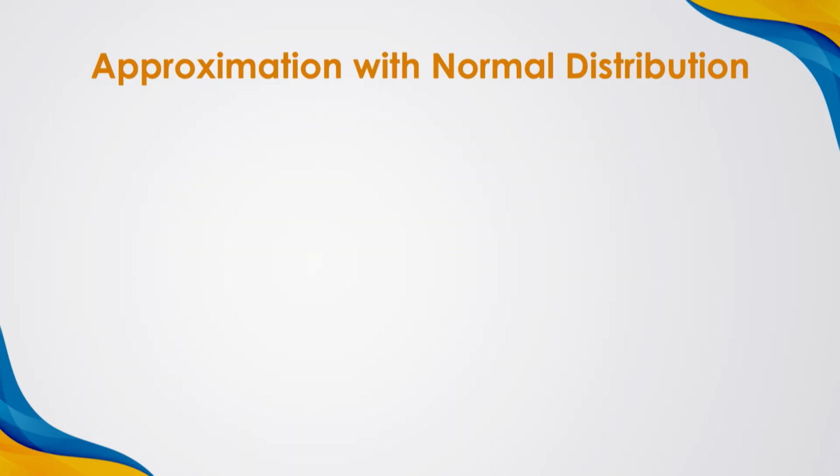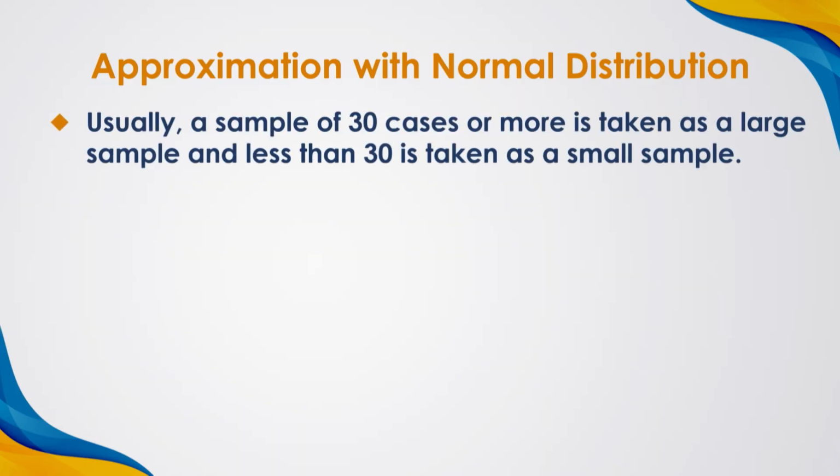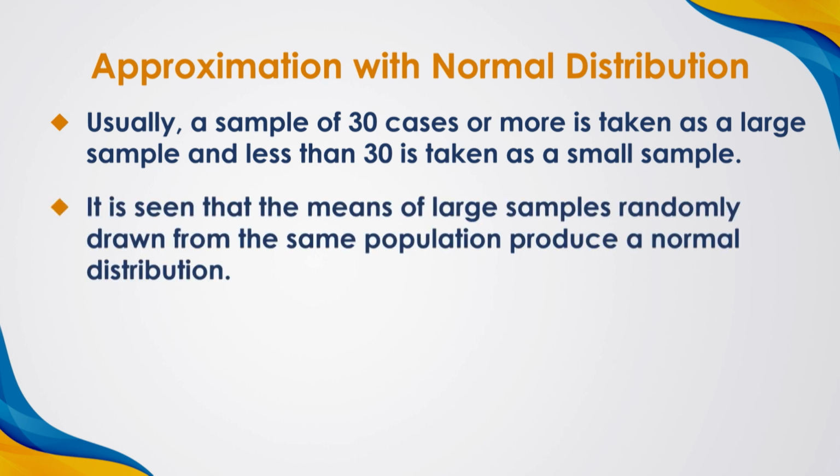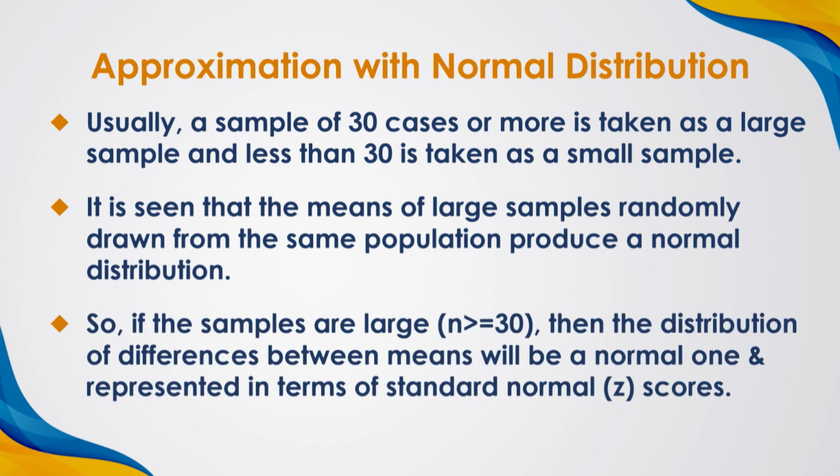Coming to the approximation with the normal distribution, sample size 30 is the cutoff point. When the sample size is more than 30, we call it large, otherwise we call it small. It is seen that means of large samples randomly drawn from the same population produce a normal distribution. So, if the samples are large, meaning n greater than or equal to 30, then the distribution of differences between means will be normal and represented in terms of the standard normal Z.